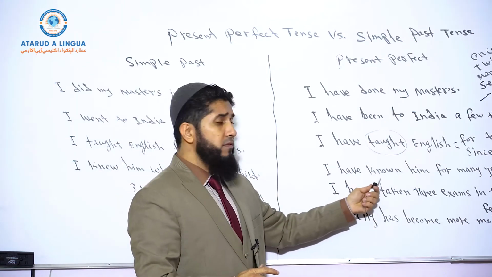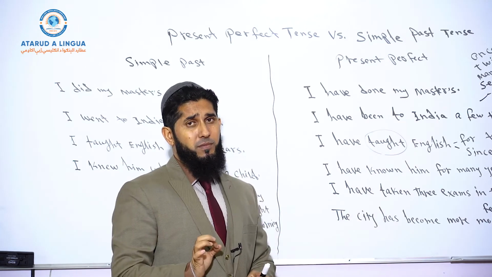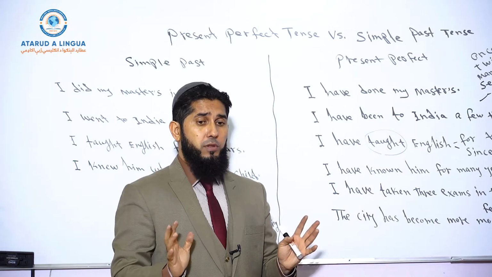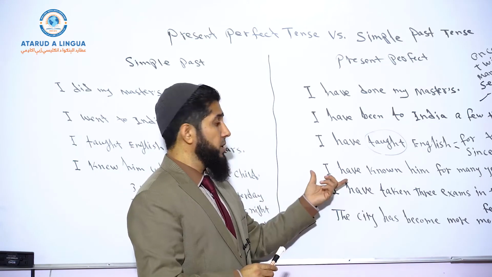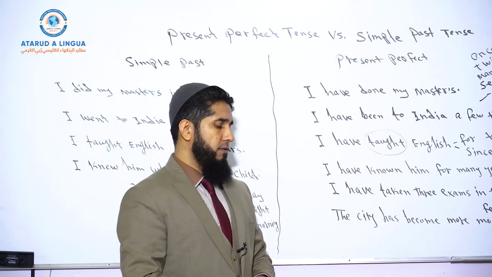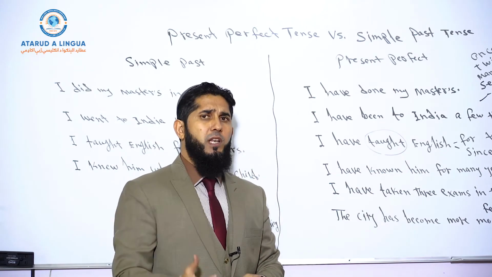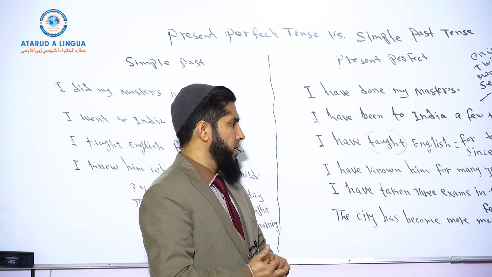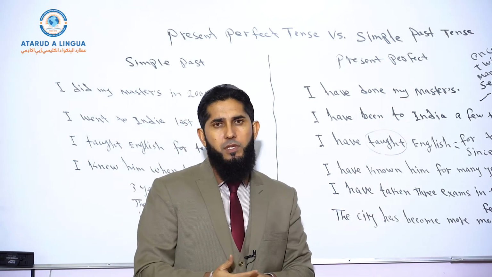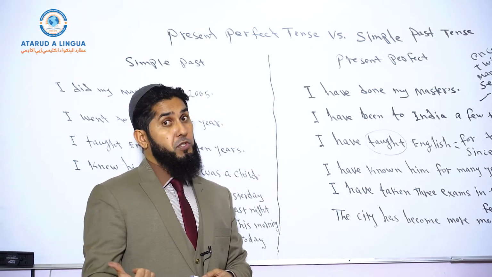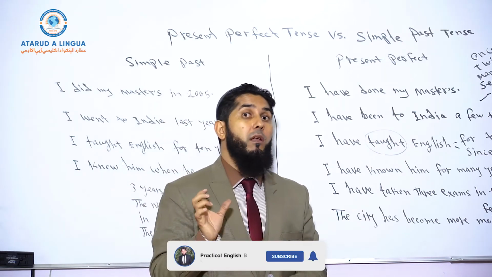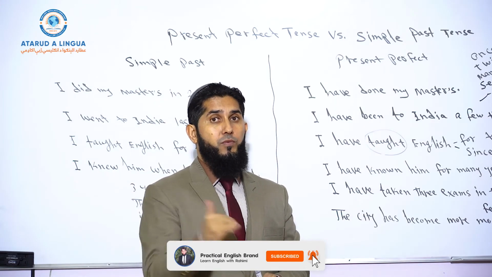If your main verb is a state verb, if it's not an action verb, then you can talk about the duration of a state using present perfect tense. I have known him for many years. I have always loved my country. For example, I have liked pizza since I was a young boy. Or you may say, this car has belonged to me for many years, for a few years.